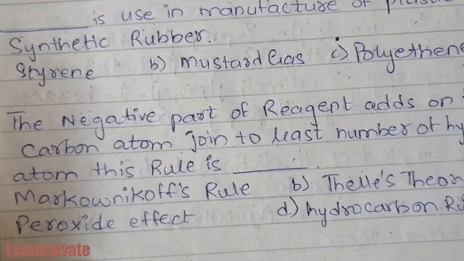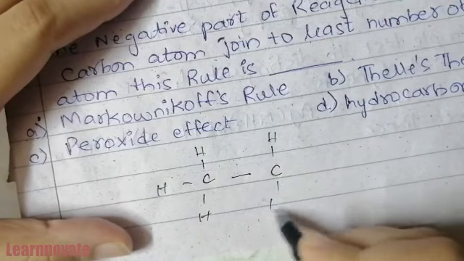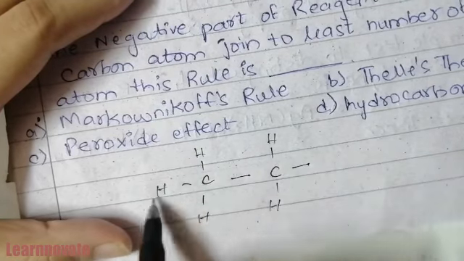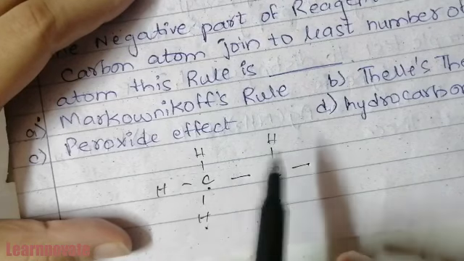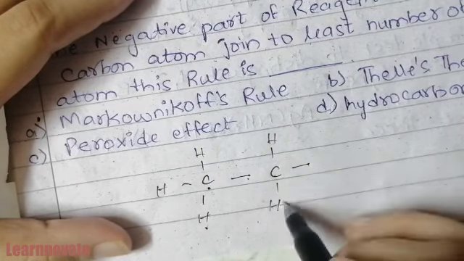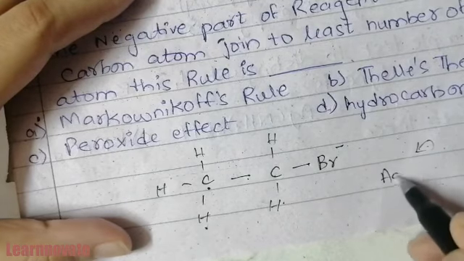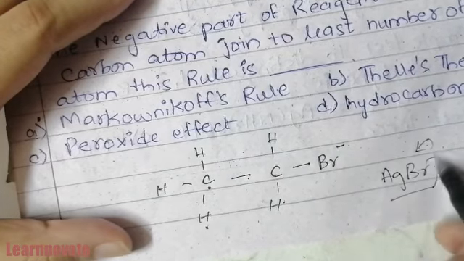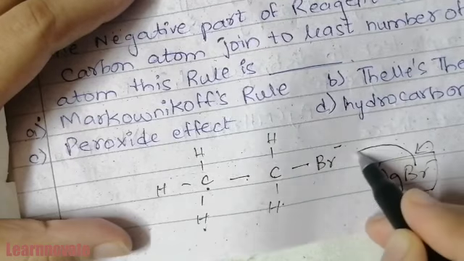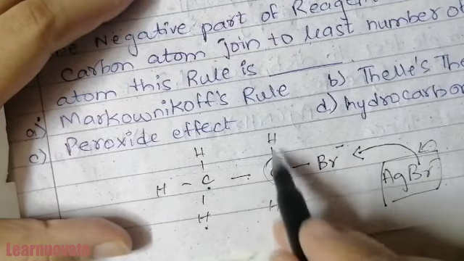I will explain it by example. Here you can see hydrogens are attached to both the carbons, but here there are 3 hydrogens attached and no bond is free, and here there are 2 hydrogens attached. So the negative part of the reagent, if the reagent is AgBr, so this is the reagent, and the negative part of the reagent will attach to that carbon having the fewer number of hydrogens.